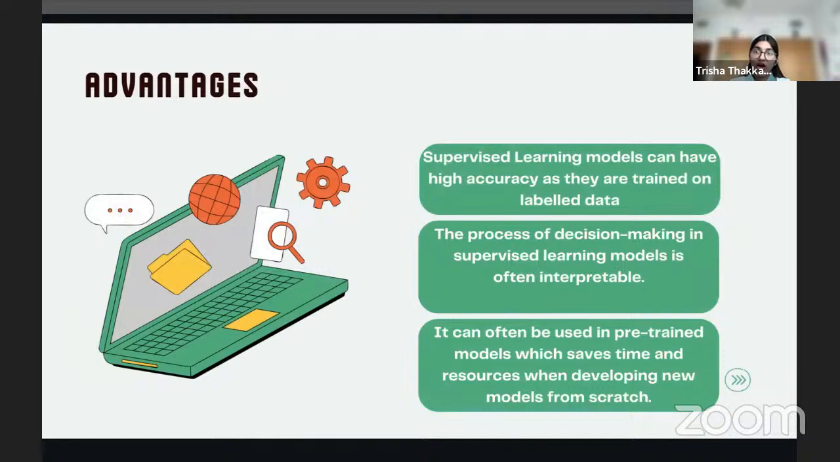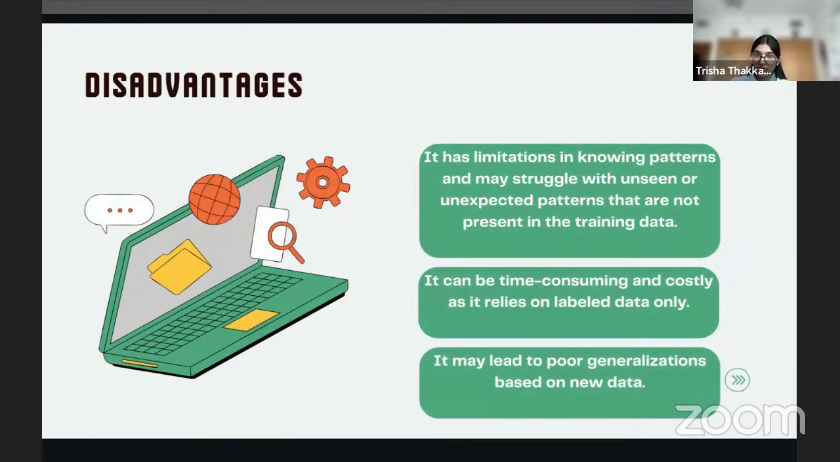So, what are the advantages of supervised learning? Supervised learning models have high accuracy as they are based on labeled data. The decision-making process in supervised learning models is often very predictable and interpretable. It can often be used with pre-trained models, which saves time and resources when developing new models from scratch. Whereas it has several disadvantages too. It has limitations in knowing the patterns, and it may struggle with unseen or unexpected patterns that are not present in the training data. It can be time-consuming and costly as it relies on labeled data only, and it may lead to poor generalization on new data if it's not specific enough.